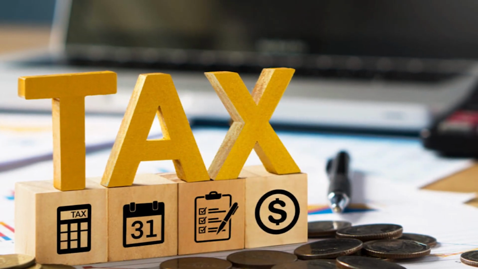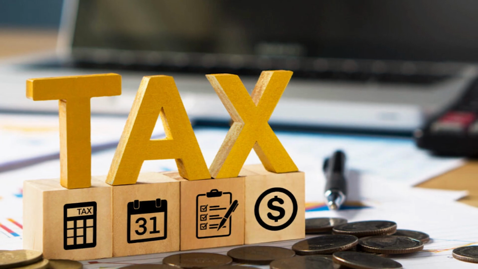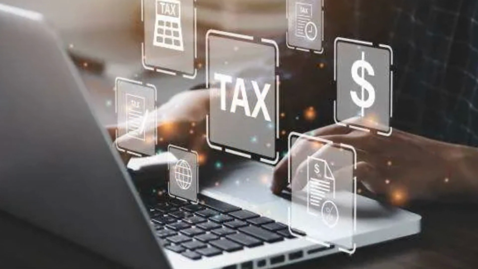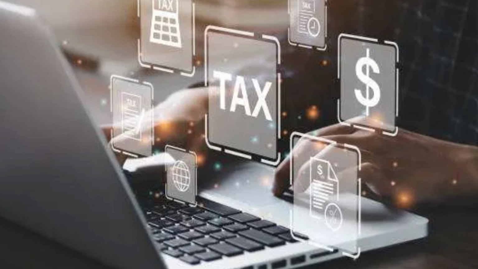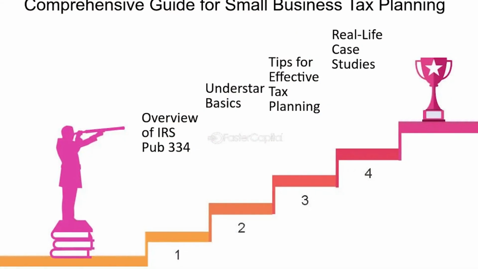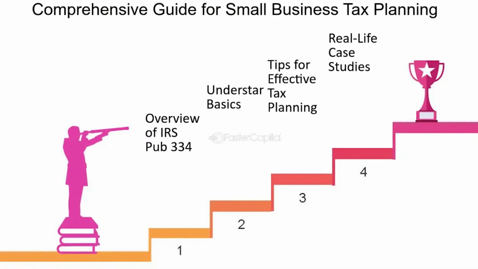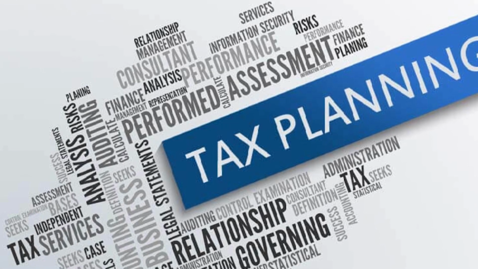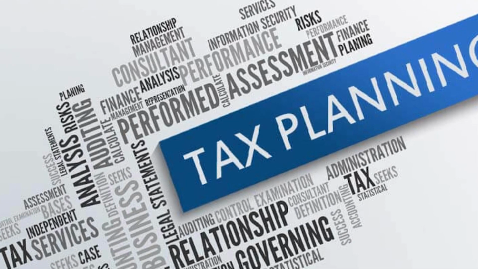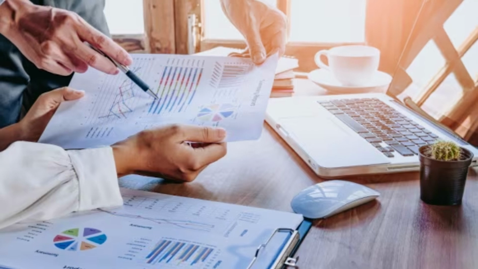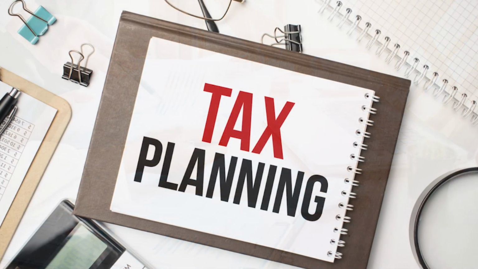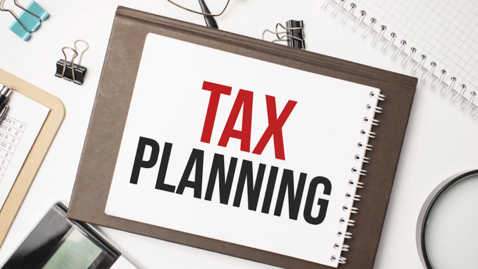Health savings accounts, or HSAs, are another powerful tool because they are triple tax-advantaged. Contributions are tax-deductible, growth is tax-free, and withdrawals for qualified medical expenses are also tax-free. Flexible spending accounts, or FSAs, can also help you save on taxes if your employer offers them. Step 7 is timing your income and expenses.